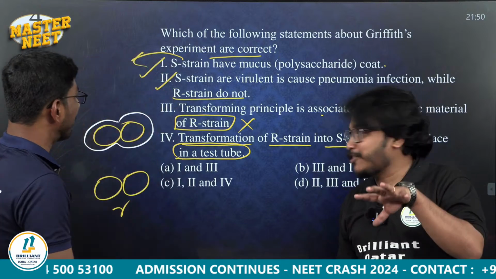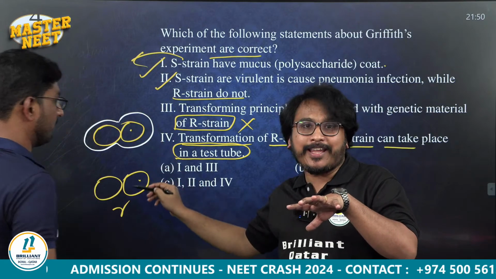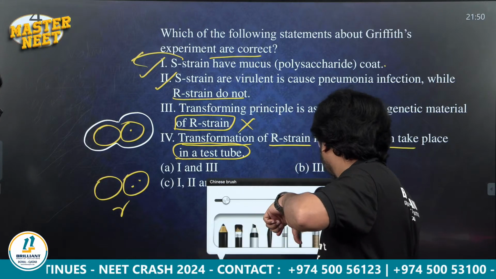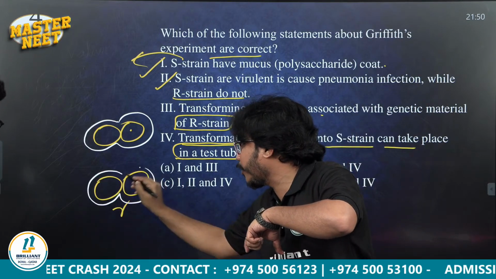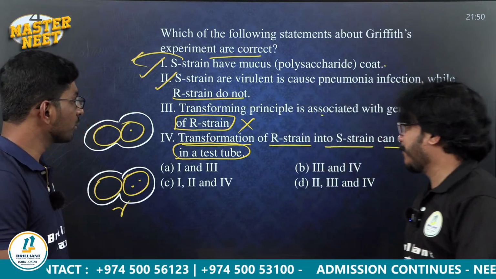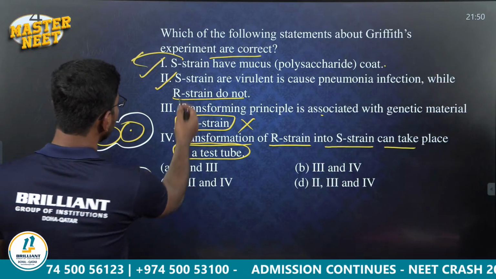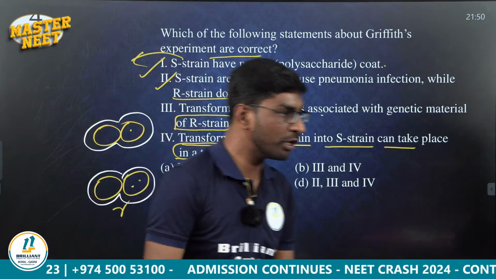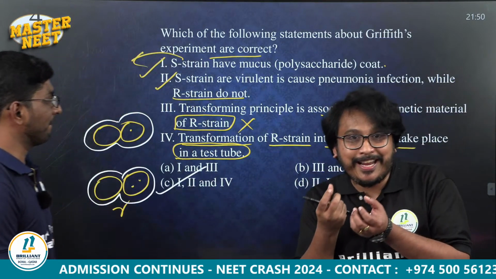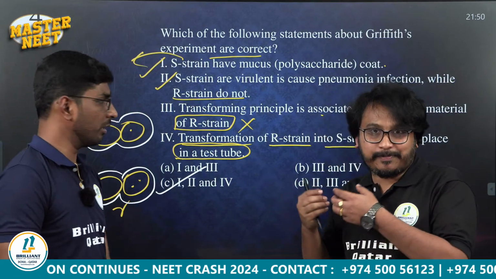So remember transformation. The R strain takes up the DNA from heat-killed S strain and produces the smooth polysaccharide coat. So they change into S strain. That is called transformation. So the final answer is 1, 2, and also the fourth one, right? Yes. So this can happen in a test tube. It was experimentally proven in vitro.